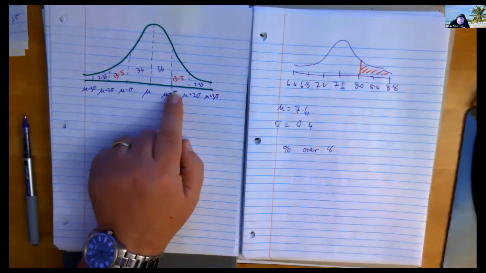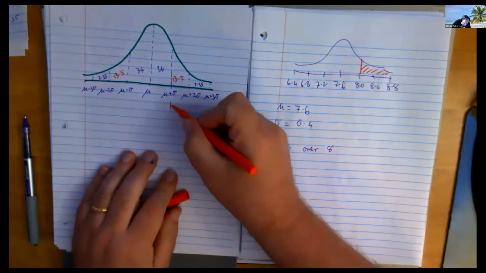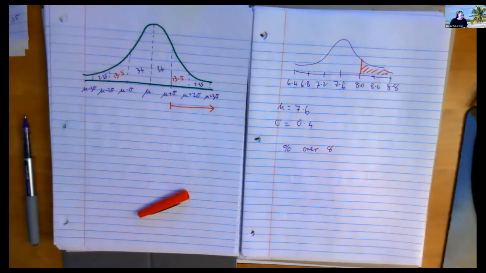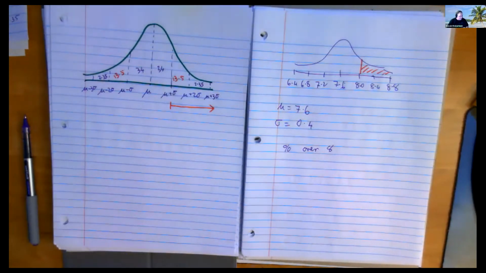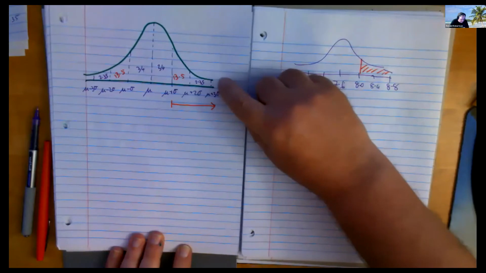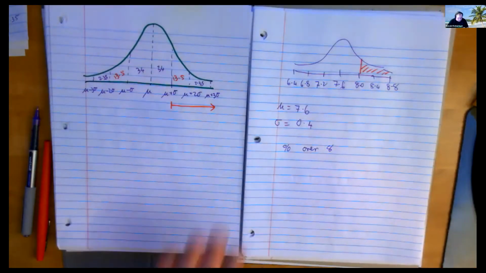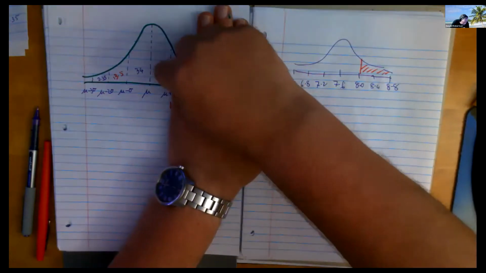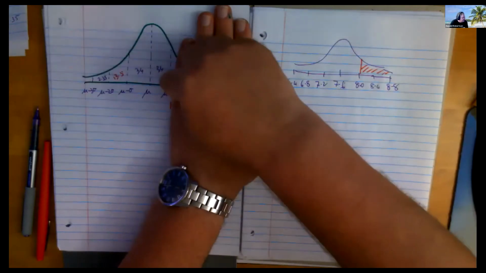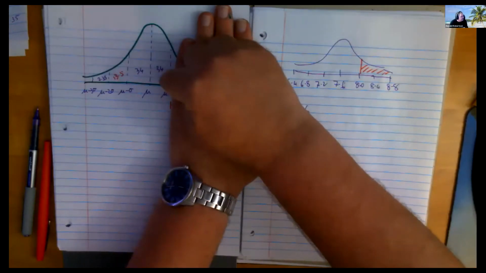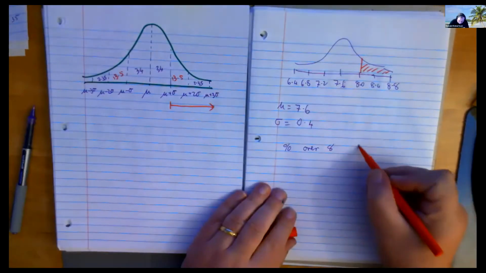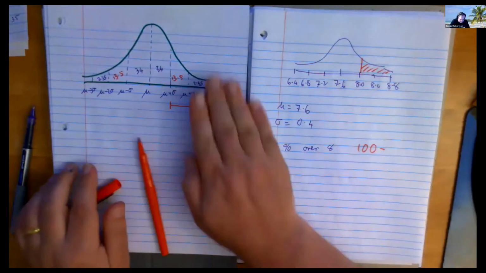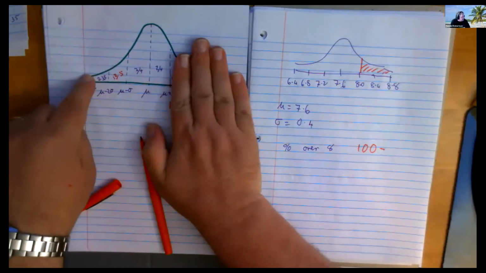On this general picture, don't they want to know that guy there? But I'm not going to get that guy there because that's too much work, because isn't there a bit missing that I don't really know what it is? So I'm going to do this. Can't I find this fella here and take it away from 100? Wouldn't that be the same thing? So I'm going to do 100, take away this guy.